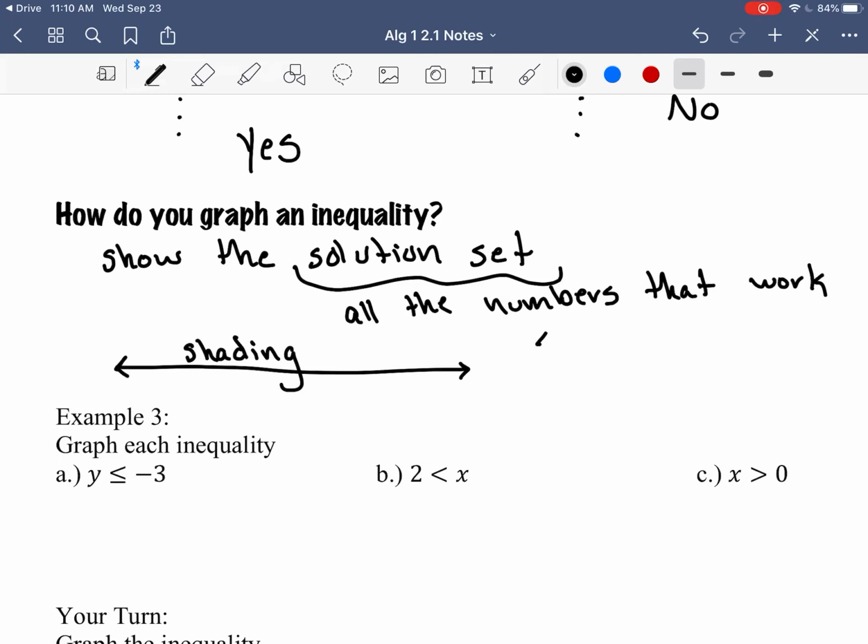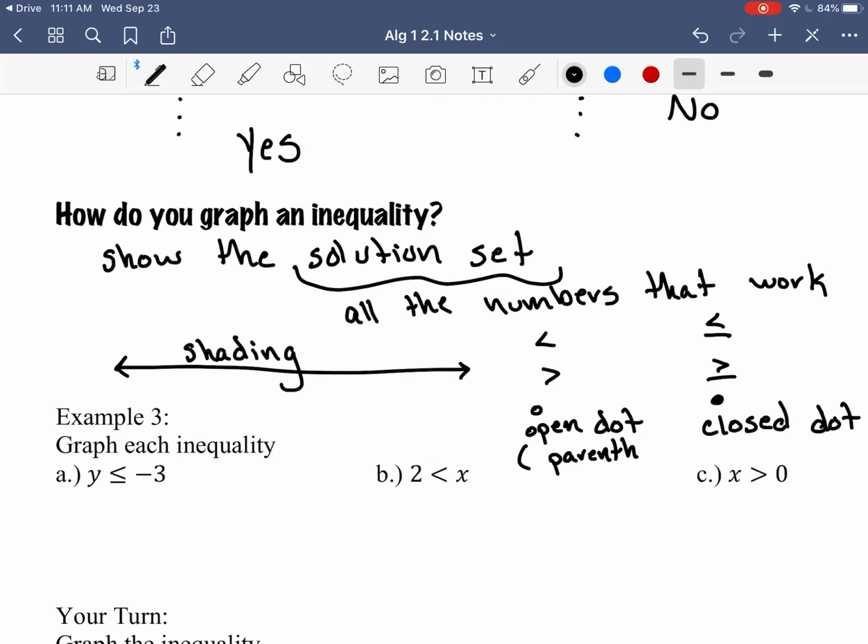But if you have a strictly less than or strictly greater than, you're going to use what we call an open dot. You're not going to shade it in. But if you have a less than or equal to or a greater than or equal to, you're going to shade that dot in and you're going to use a closed dot. The open or closed dot determines this. Other notation is also a parenthesis. A parenthesis is used for an open dot, and a square bracket is used for a closed dot, depending on notation.